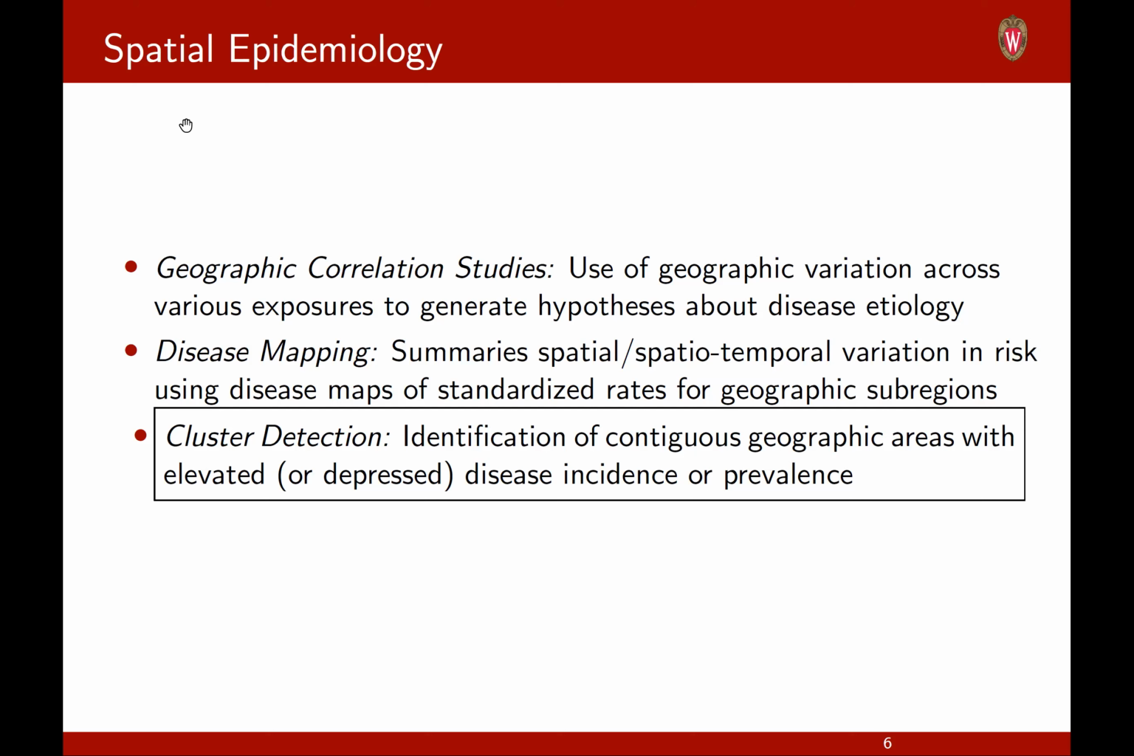All right, so in spatial epidemiology, there are three broad topic areas that people generally work in. Geographic correlation studies use geographic variation to map exposures and generate hypotheses about disease etiology, thinking about environmental exposures in cancer, something like that. Disease mapping summarizes spatial and spatiotemporal variation using maps of diseases. If you're familiar with INLA, a lot of that is disease mapping. A nice example is, let's say I have points and I want to map a continuous spatial surface. That'll be in the disease mapping framework.